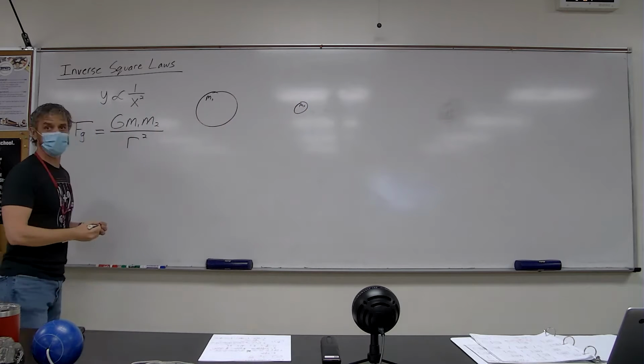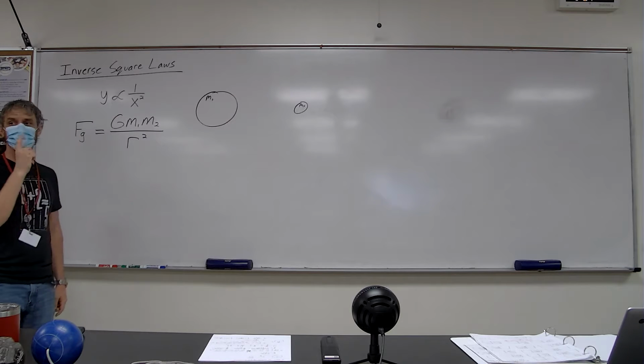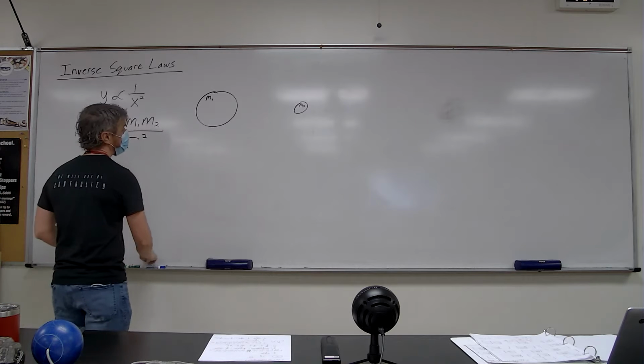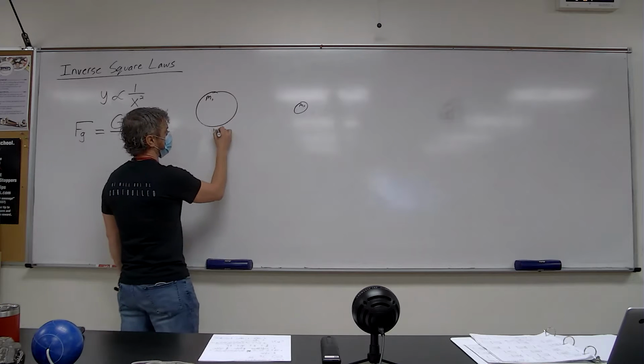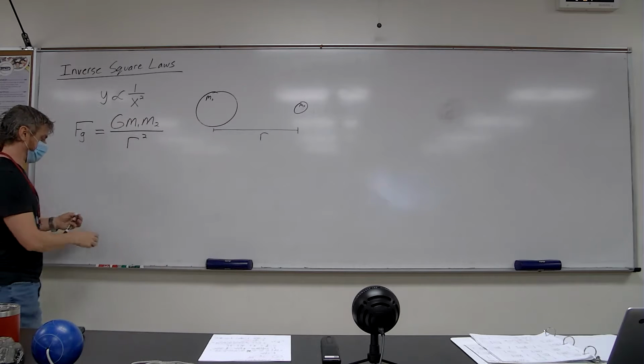side of the planet. Yes, there's a gravitational force between you and someone on the other side of the planet. There's a gravitational force between you and every single person on the planet. It's just real tiny. And these objects are separated by a distance r.